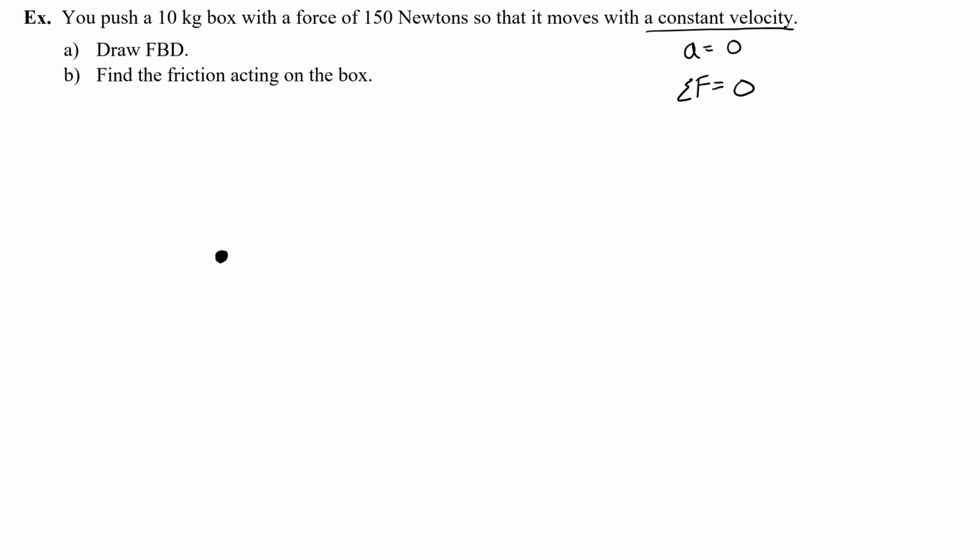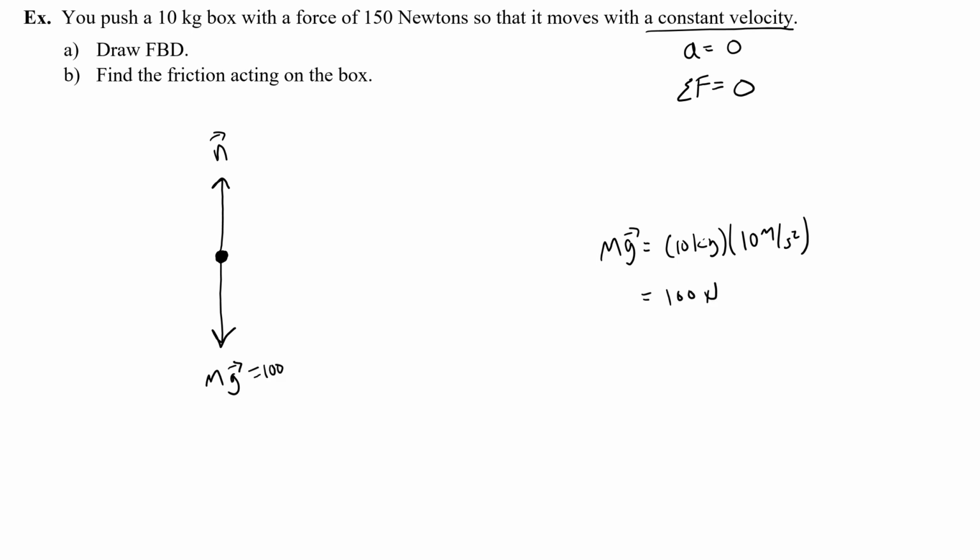So we'll draw a dot to represent the box. And I know that there will be a weight force down, which is mg, and a normal force up. Now, the weight force, if I wanted to calculate it, would just be the mass of 10 kilograms times the acceleration due to gravity, g, which we're using 10 for to make it easy, and that's just 100 newtons. So the weight force is 100 newtons, the normal force is 100 newtons. Okay, so they balance out.